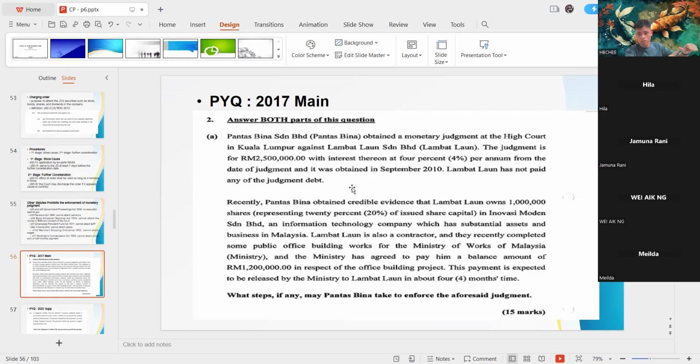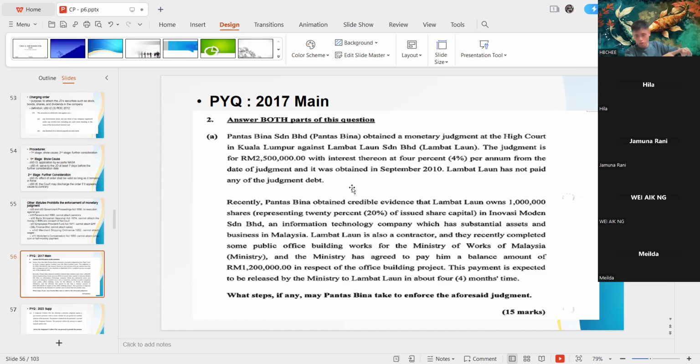Okay, now the second thing is methods to enforce the judgment. So the first thing is you have the charging order already, describe the charging order and the procedures involved. The second thing is the writ of seizure and sale, and also the writ of execution, because you already got your Order 46, you already got your leave. So then you can discuss the writ of seizure and sale under Order 45. And then the third one is the garnishee proceeding.